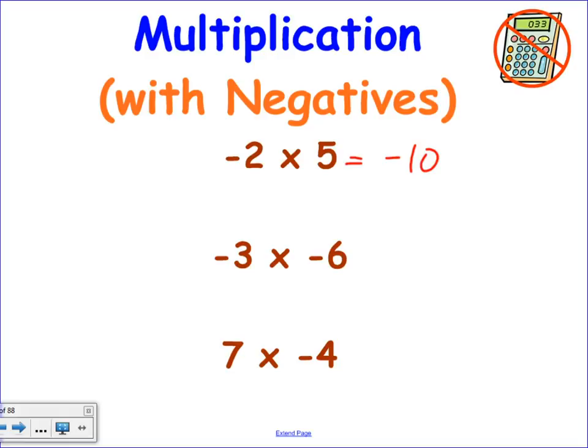-3 times -6. Everyone got positive? Yeah, two negative numbers, negative and negative. Resolve it, it becomes positive. 6 times 3. Excellent. 7 times -4. What's the outcome going to be? Negative. Okay. And 7 times 4. Yeah. So we've got our process for multiplication and division.